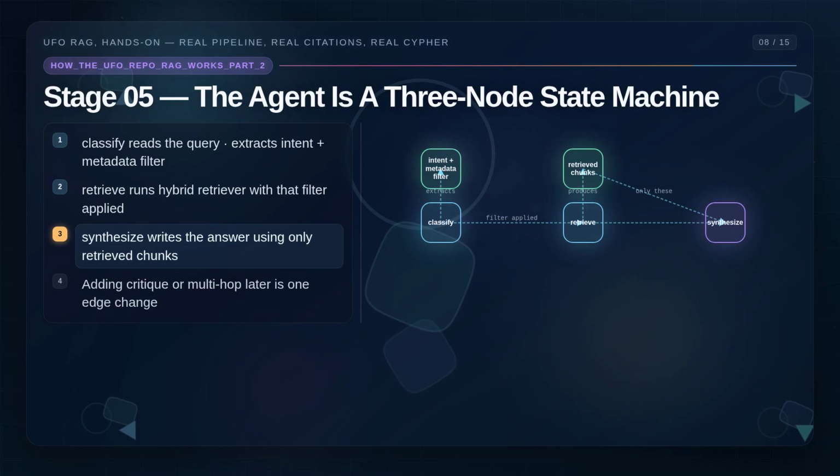The reason to model this as a graph rather than a chain is the obvious next move. Adding a critique step that loops back to retrieve, or a multi-hop step that does 2 retrievals in sequence, is a single edge change in this graph. With a plain chain, it would be a refactor.